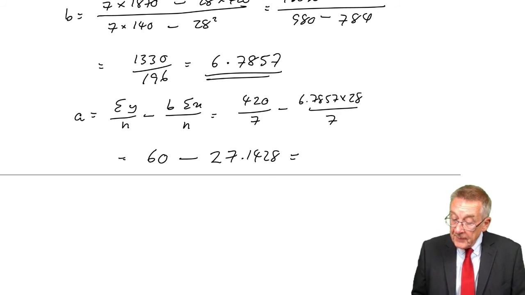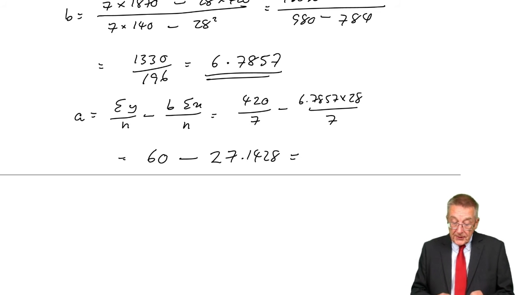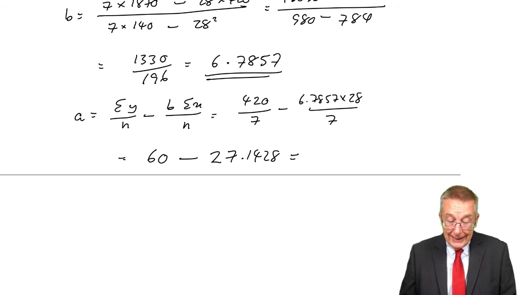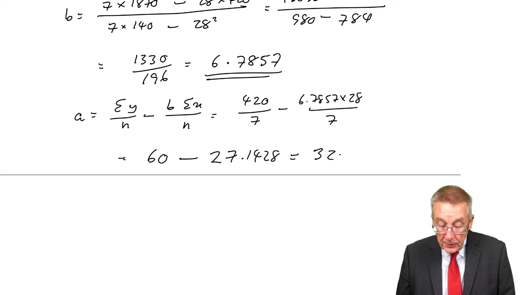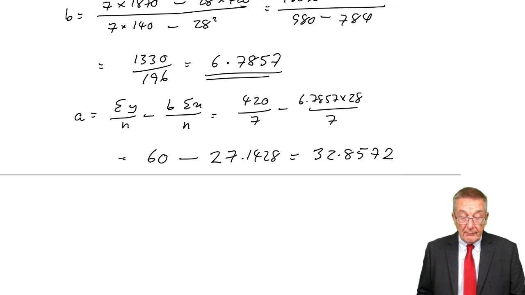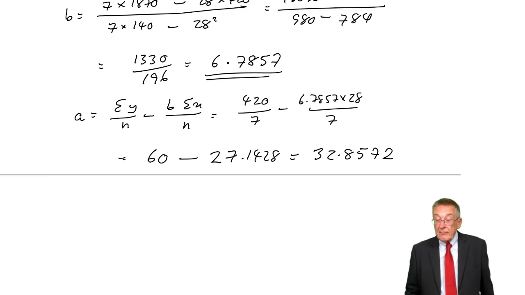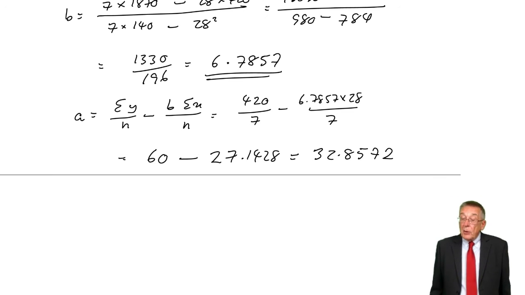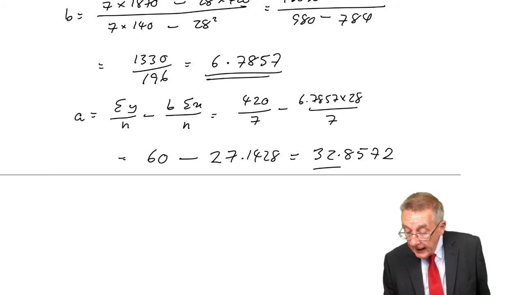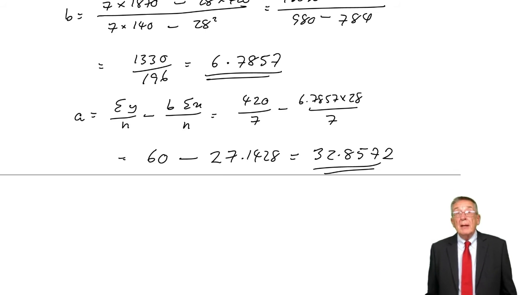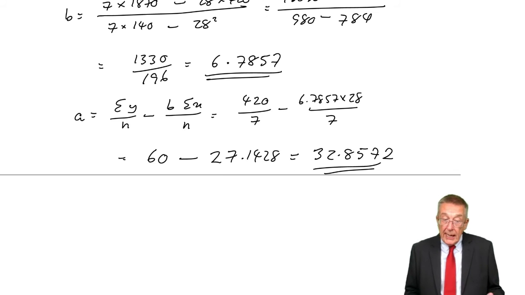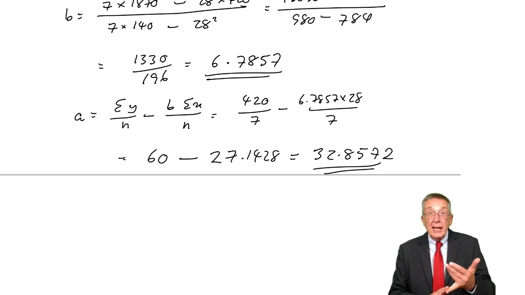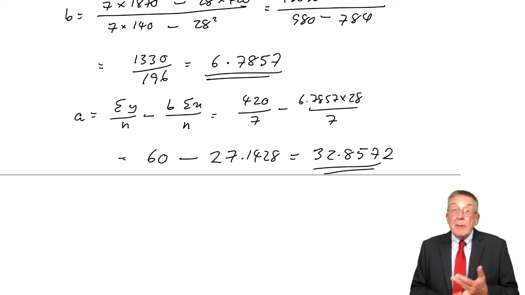27.1428. So B equals 32.8572. So we now know the values for A and B, and appreciate it is really a question of speed on your calculator. Remembering what the symbols mean in the formulae.